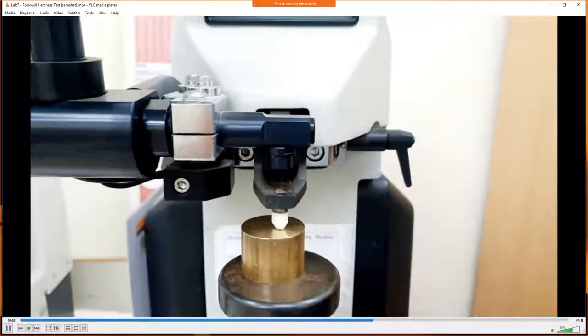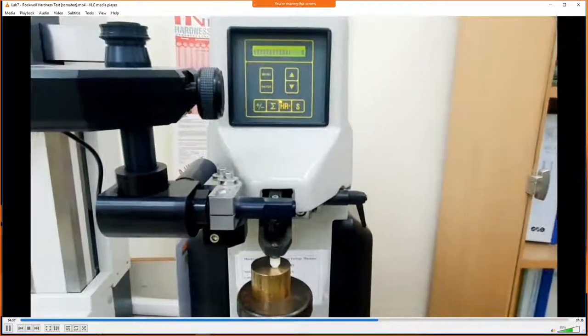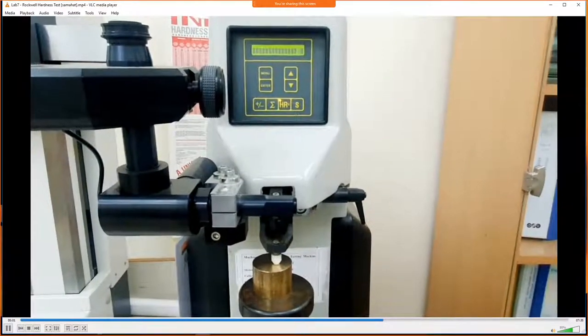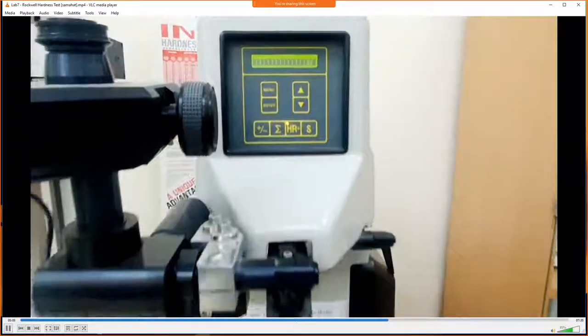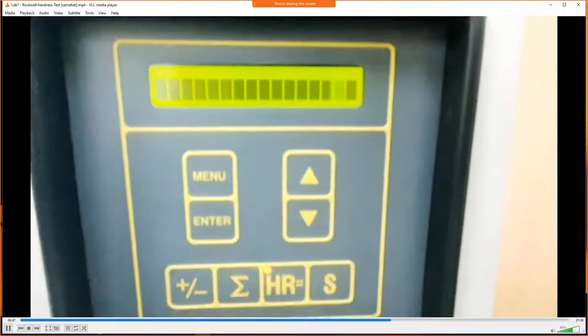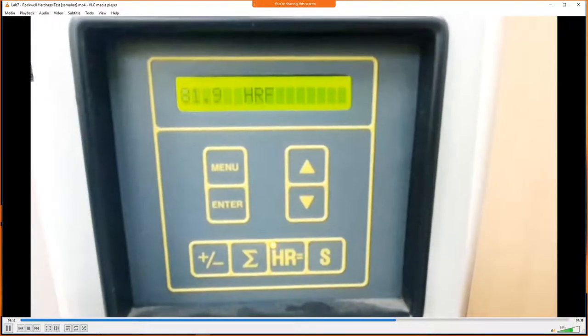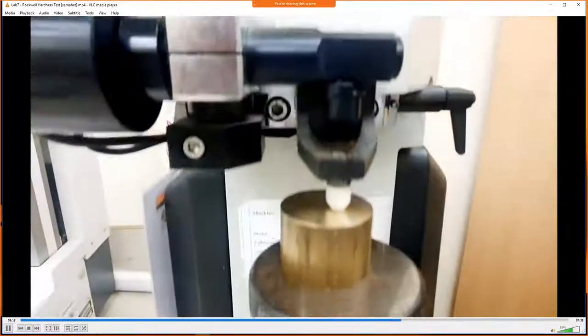Yes, now the test is starting automatically by the machine. You can see the machine is applying a load of 60 kg for 15 seconds, and then it will give us the hardness value of this brass sample. Here in this case, we have 81.9 HRF as the hardness of the brass sample.